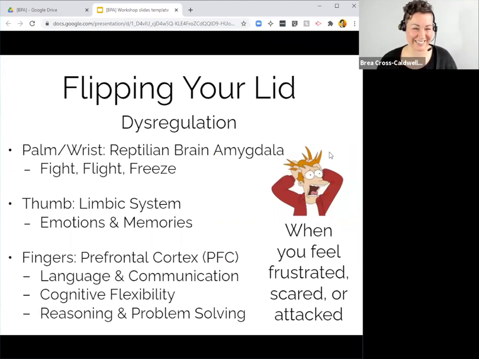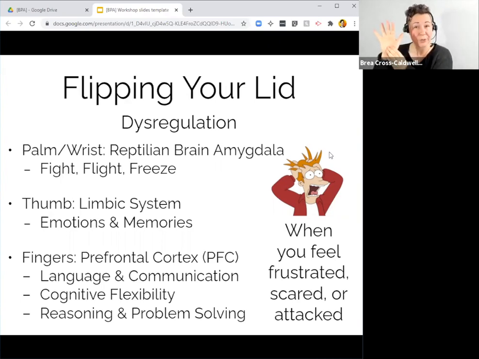This is dysregulation. So I'm going to go through what this means. Dr. Daniel Siegel, who is in your resources, teaches this to children, and he calls it flipping your lid, which is, I think, a really accurate euphemism for what this feels like. He has this hand model of the brain that we're going to use, where this palm and wrist area signifies the reptilian part of the brain, our connection with the amygdala. This is fight, flight, or freeze.